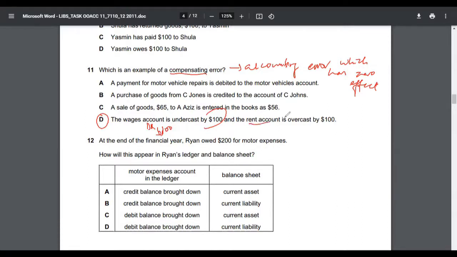And the rent account is overcast by $100. So my rent, which is debit, is overcast by 100. So if you see, there's minus 100 on debit, and then there's plus 100 on debit, which sets off and gives me a net effect of 0. Therefore, the correct answer to multiple choice 11 is option D.